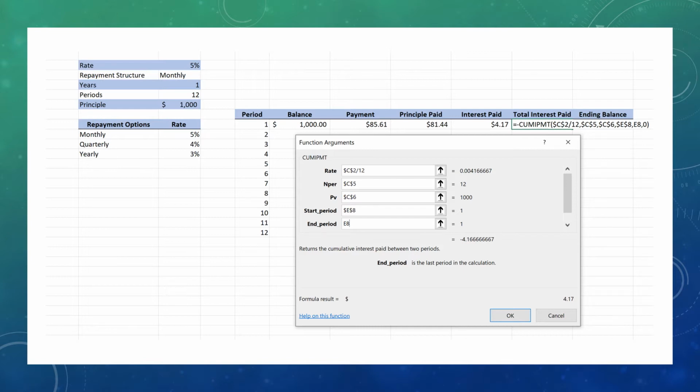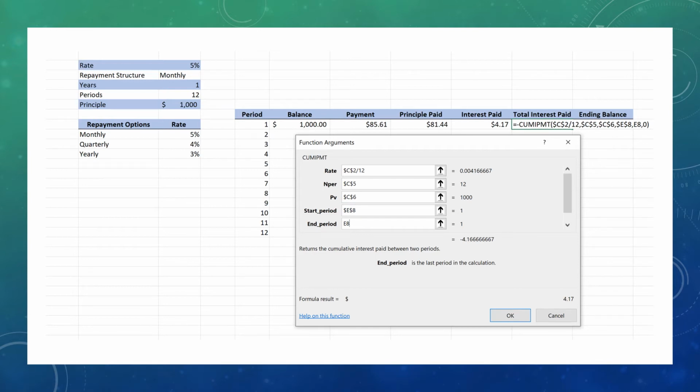Our final financial function is the CUMIPMT function, or the cumulative interest payment. This function calculates the total interest paid to date. The arguments are like IPMT, but two fields are different. The start period will be period 1, and the ending period will be the corresponding period of the row the formula is in. Make sure to use a dollar sign for the starting period, but not for the ending period.